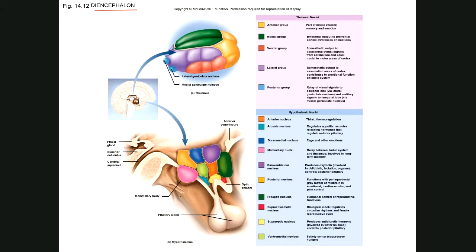Okay, one of the structures is this oval-shaped structure. Oval, sort of like an egg-shaped structure. You can see that it's shaded in different colors. So that structure in the diencephalon that has that oval shape is called the thalamus.